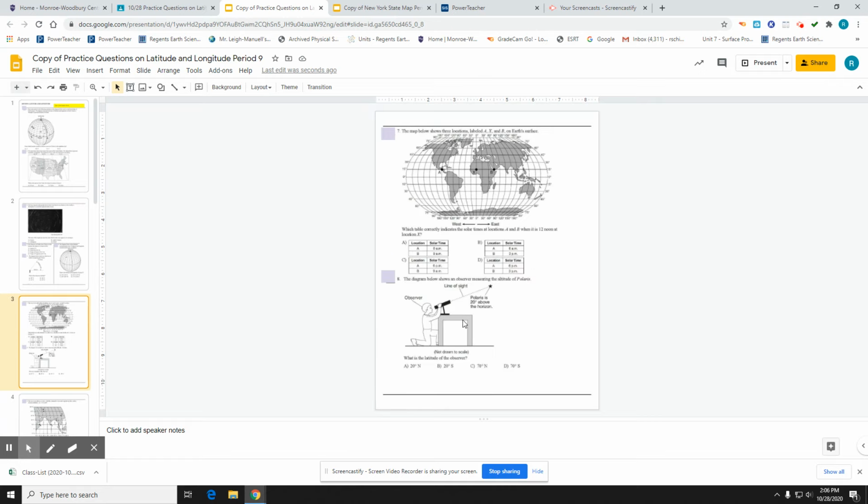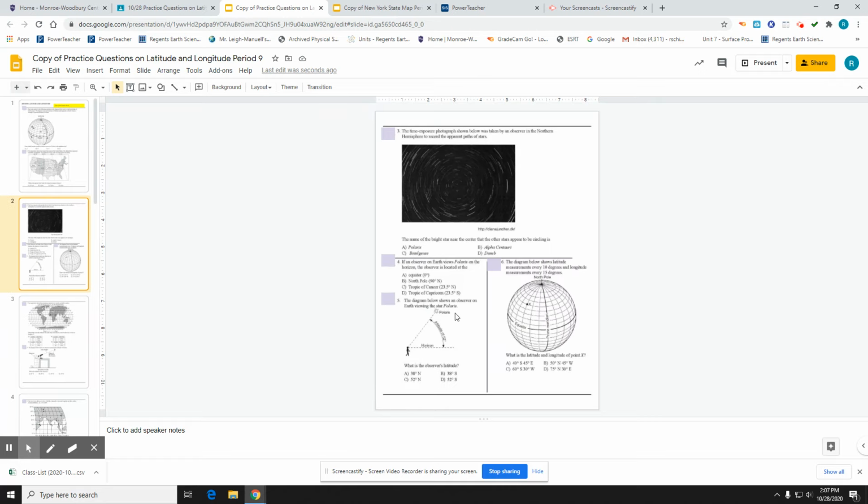angle. Number 5, the diagram below shows an observer viewing star Polaris. They're looking up 52 degrees, so their latitude is 52.